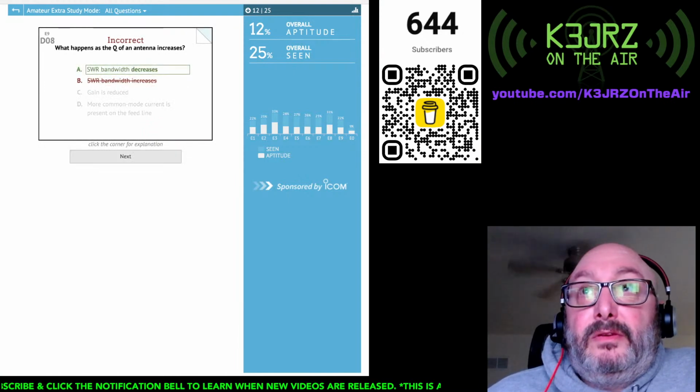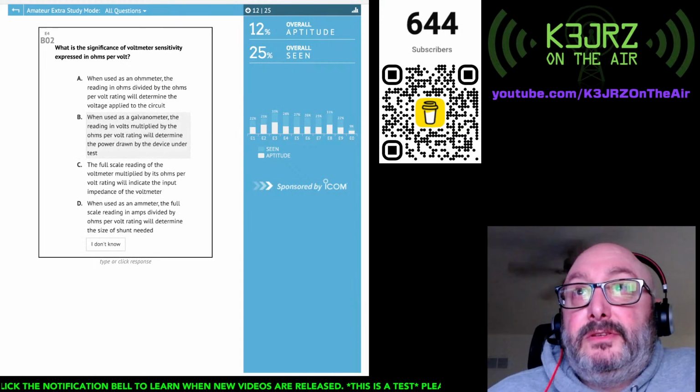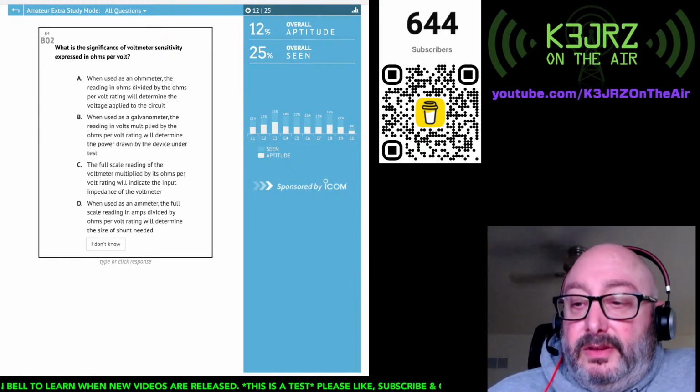Sensor board bandwidth increases, decreases. The significant voltmeter sensitivity expressed in ohms. What is the significance?